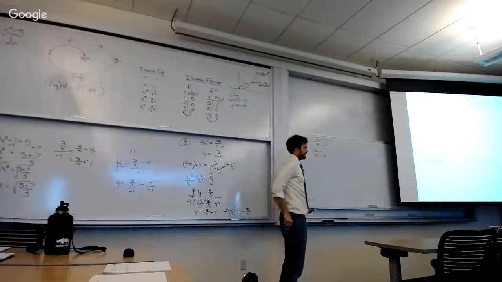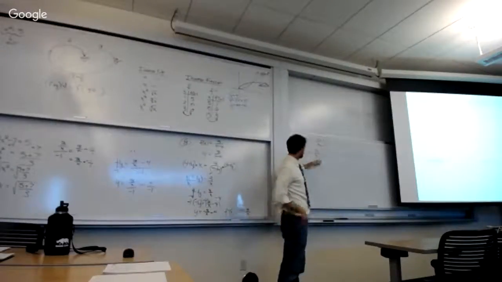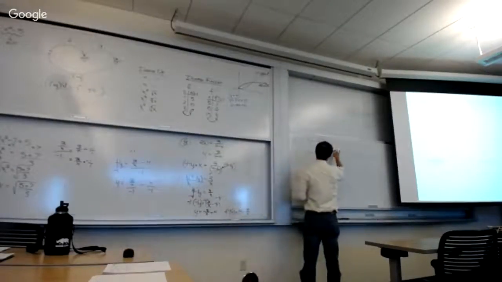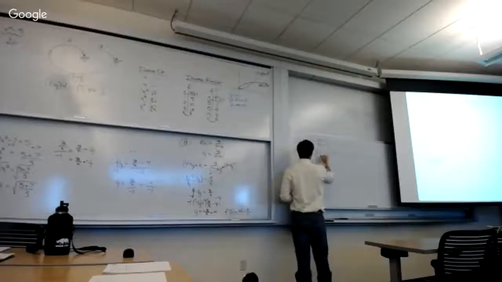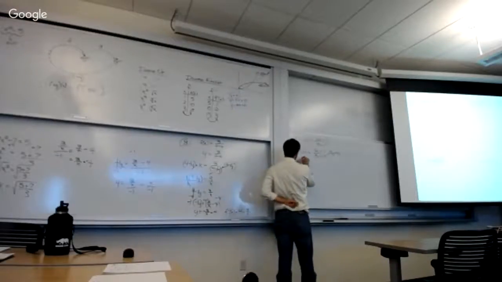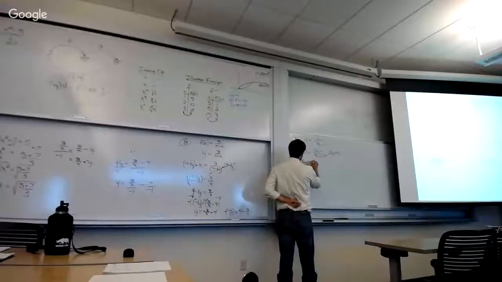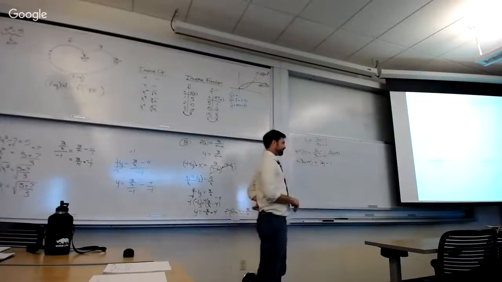Okay, so we have a denominator. We want to get rid of the denominator, and we multiply both sides times 3y plus 4. That cancels out the denominator, it's gone. And now we have x times 3y plus 4 equals 2y plus 4.